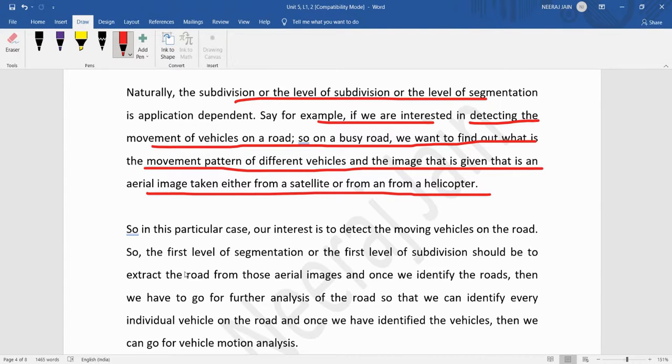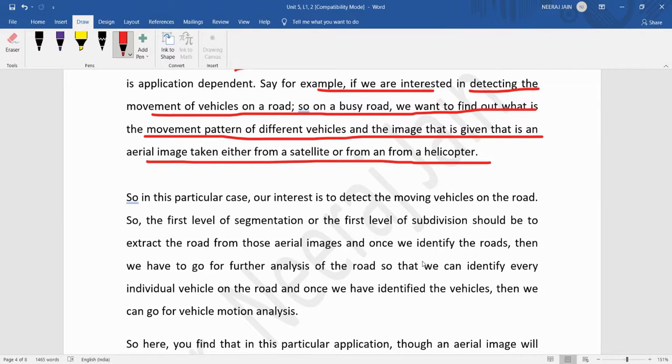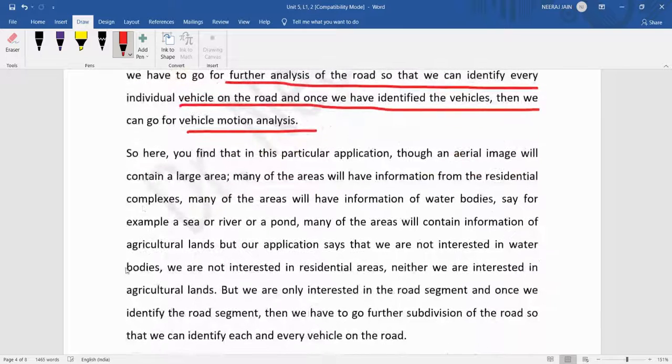Once we have identified the roads, then we go for further analysis. We try to find the vehicles on the road, and once we have identified the vehicles, then we can go for the vehicle motion analysis on the road.